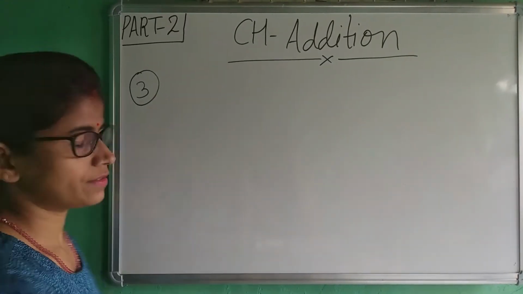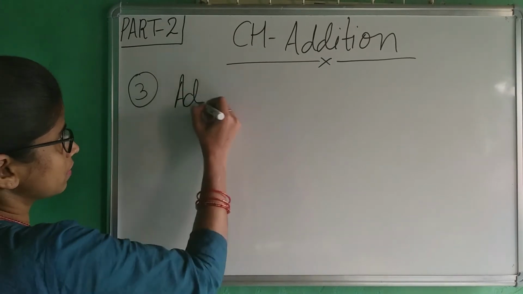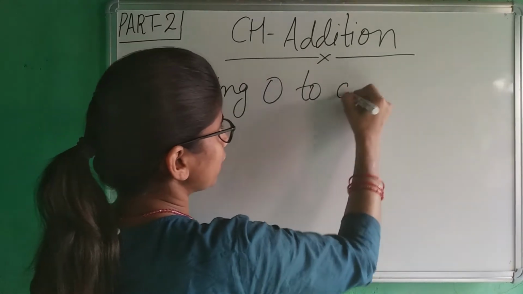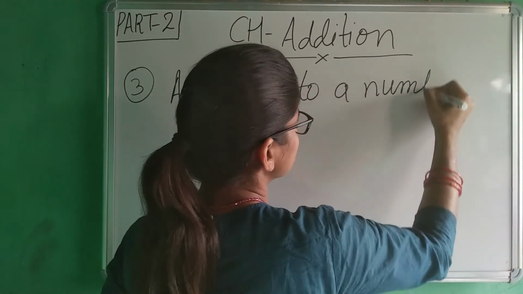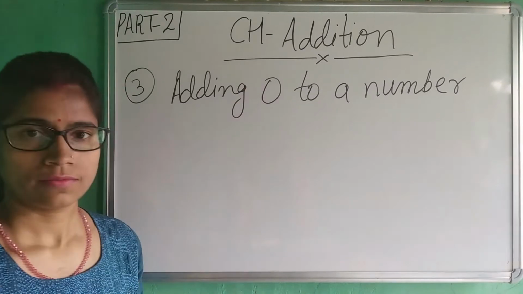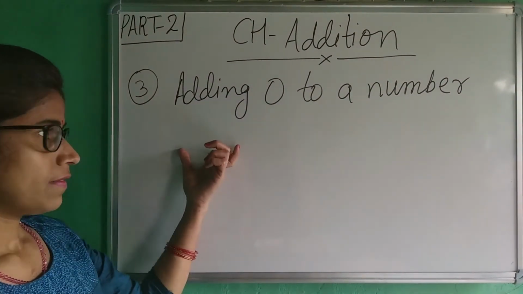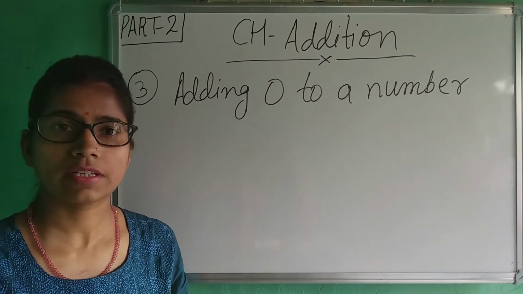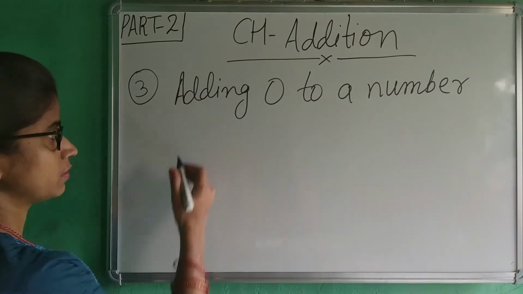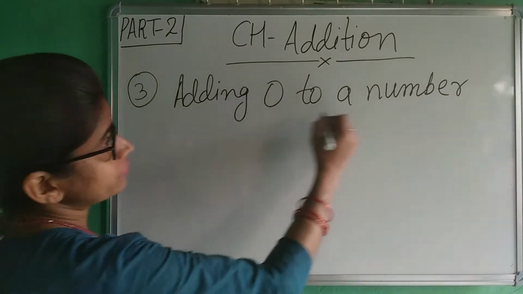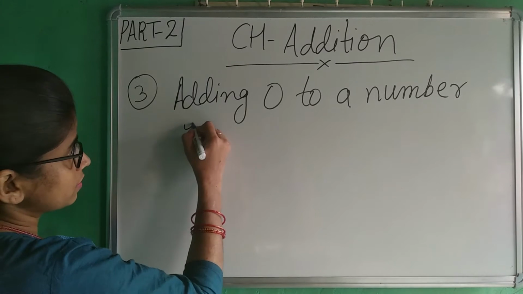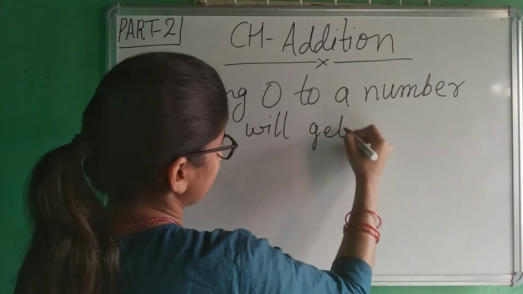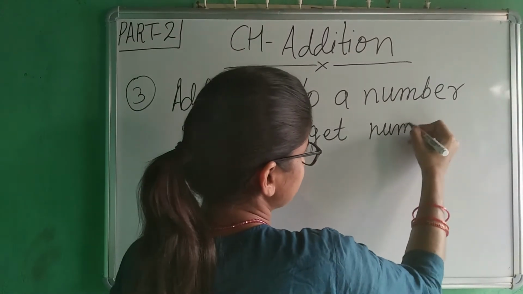The third property is adding 0 to a number. What is this property saying? Means when you add 0 to any number, what will you get? You will get the number itself.